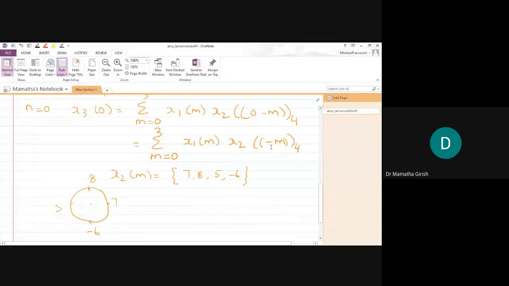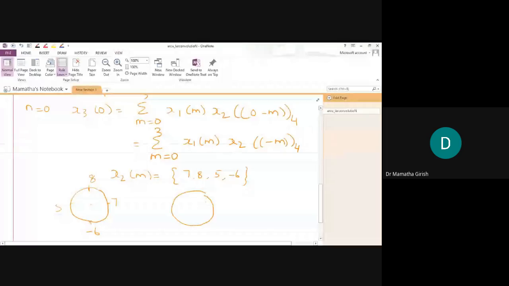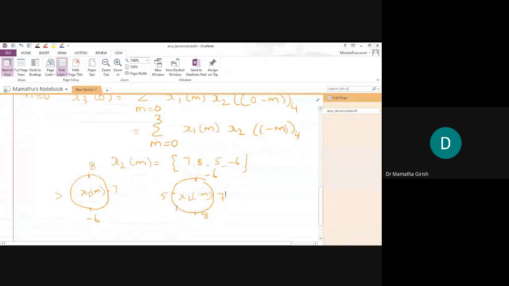Is it clear? 7, 8, 5, -6 was the actual sequence. Now you must rewrite this starting from 7 as it is. Instead of starting from 8, start from -6, then 5, and then 8. This is x2 of m, and this is x2 of minus m. Is it clear? This is the first step.